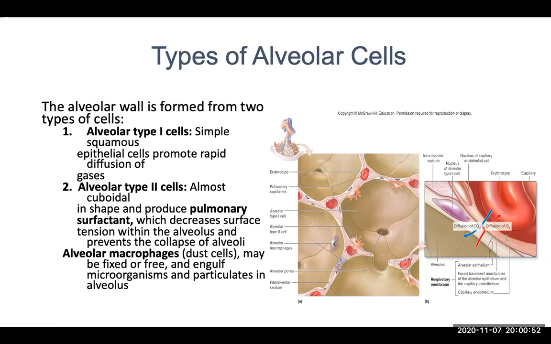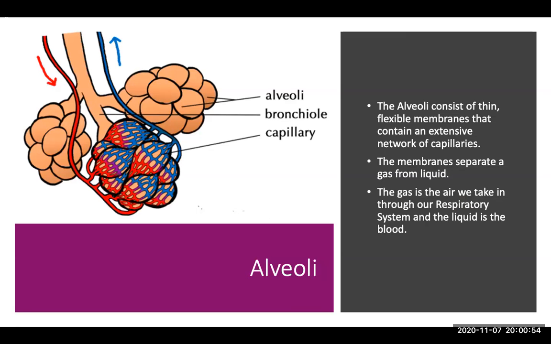The alveoli consist of a thin, flexible membrane that will be covered in capillaries. The membranes separate a gas from a liquid, and the gas is the air that we take in through our respiratory system, and the liquid will be the blood. And you can see here, these are branches of the pulmonary arteries coming into the alveoli, and the pulmonary veins taking the oxygenated blood back.